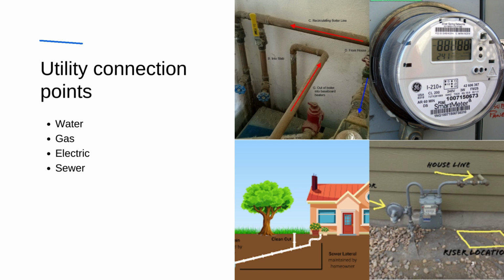Then the last one is sewer. In most cases, we connect to the sewer lateral, which comes from the city main sewer and then within your property line. As mentioned, in most cases we'll run a whole new line within the lateral there.